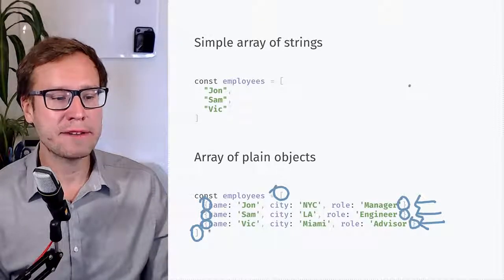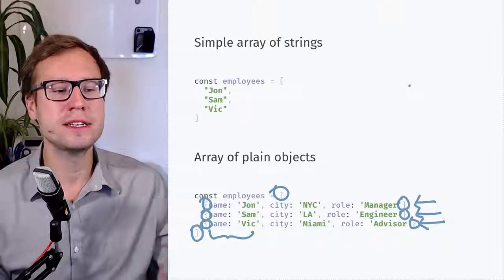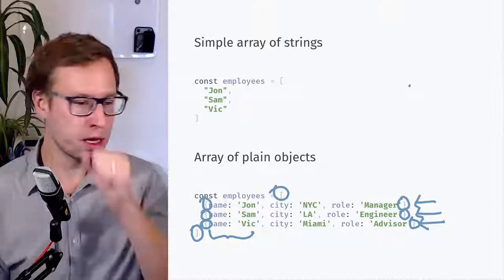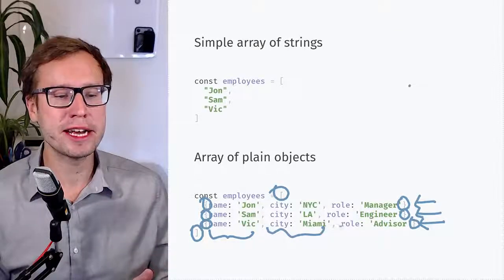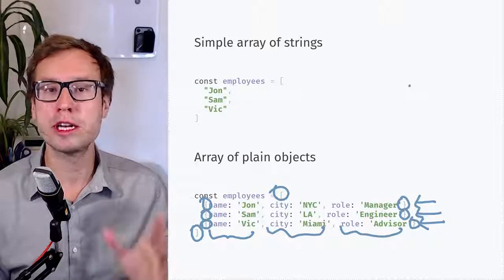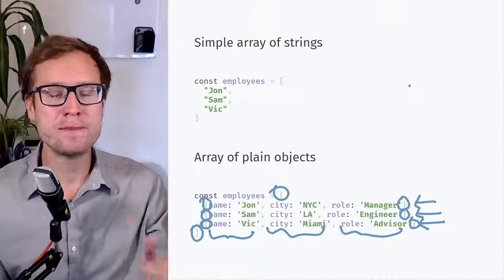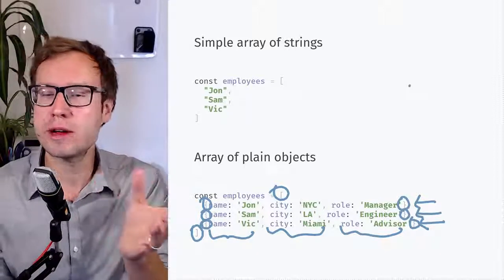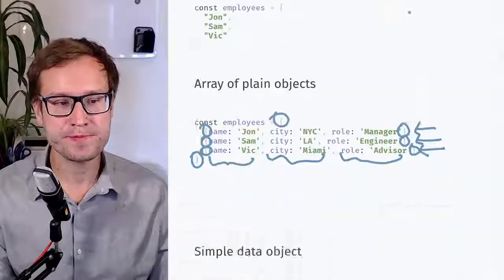And I have these pairs of property names and values. So I basically decided that I'm going to have a name property, excuse me, I'm going to have a city property, and I'm going to have a role property on each of these 3 objects. There we go. So now, just by adding that, you can see how the syntax is just like an array of 3 items, but instead of strings, they're now objects.